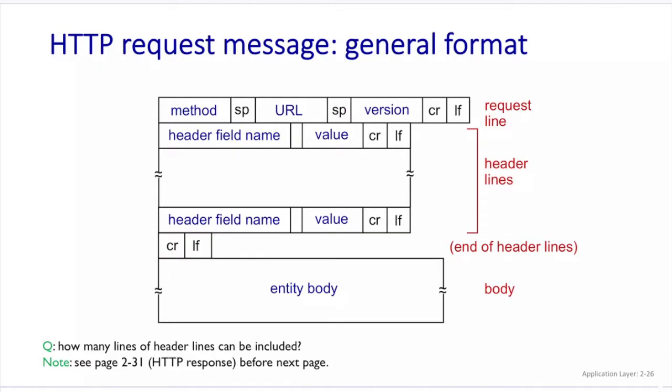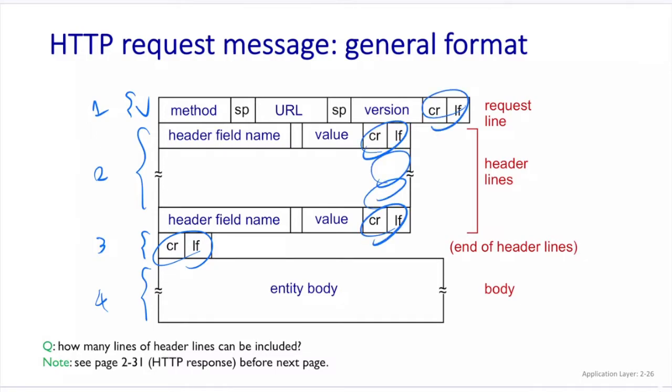We have a request line, right? We have method. SP stands for white space. Okay, URL, version, header fields, value, and additional. So that is the second part. That's the first part. That's the third part. That's the fourth part. And every line ends with CRLF, which is the enter.